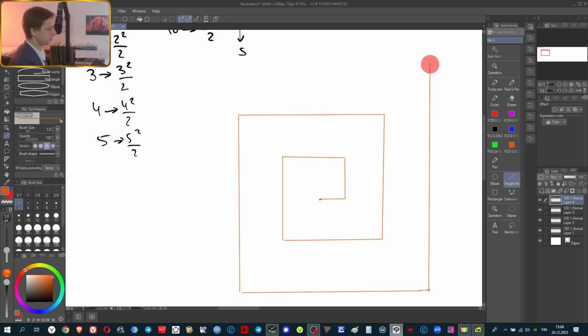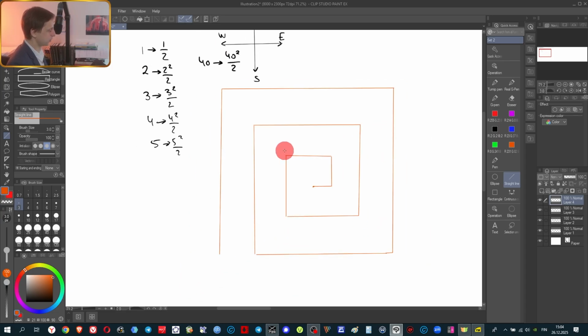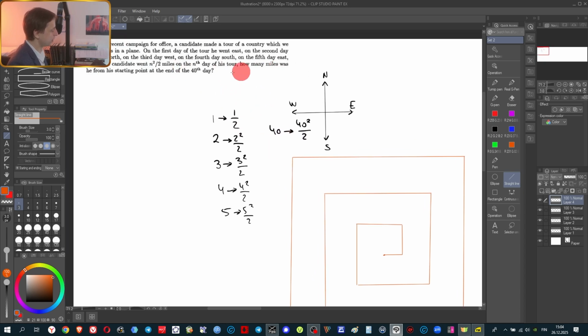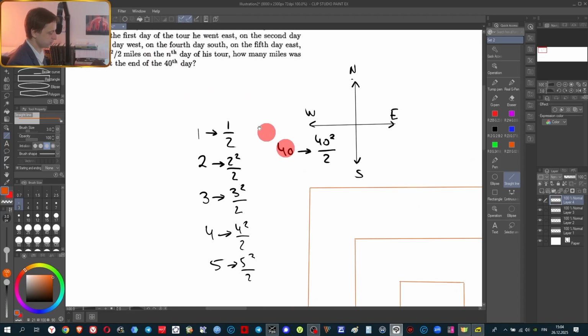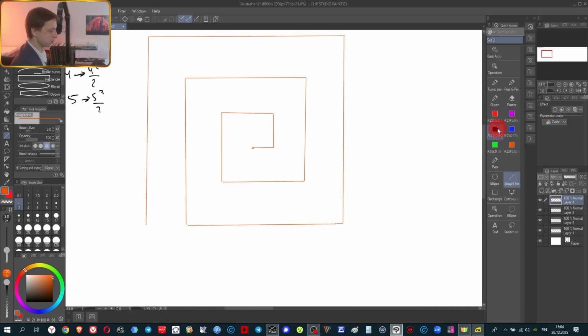So we know the direction, that it goes whether to the right, to the left, up or down, and the distance increases every day. And he traveled for 40 days, and we need to find how far he is from his starting point at the end of his 40th day. So the starting point is here, let's mark it as S, and the end point is here, so it will be our final point, and we are looking to find this total distance.